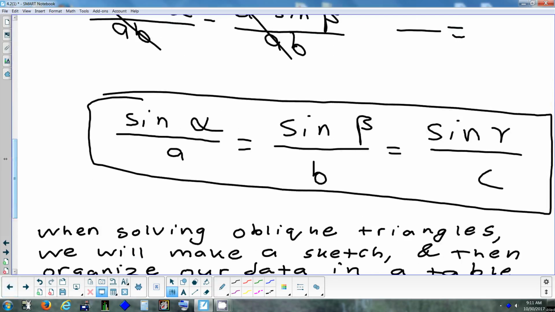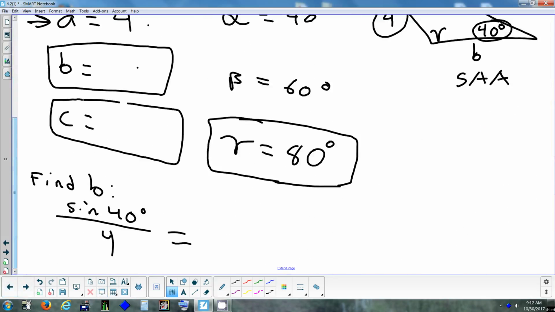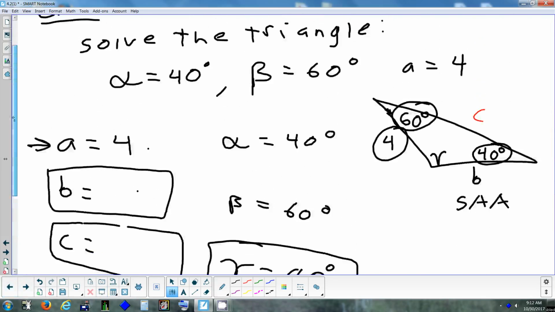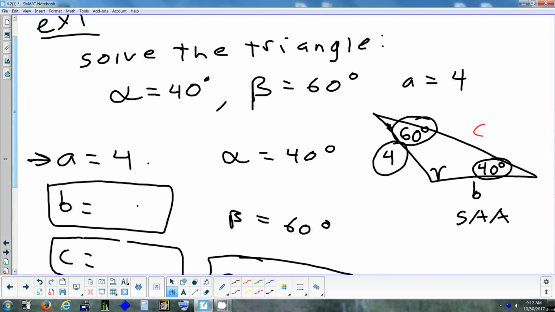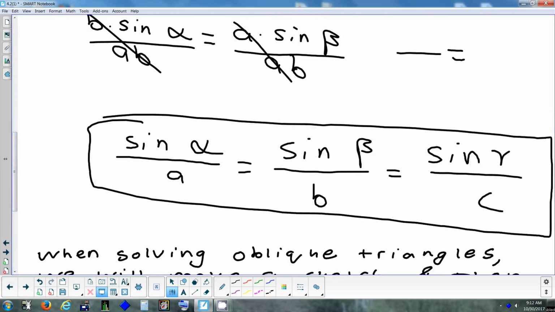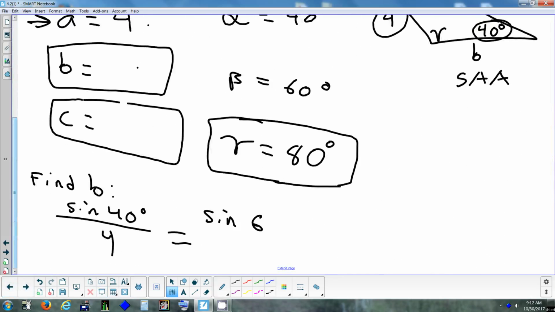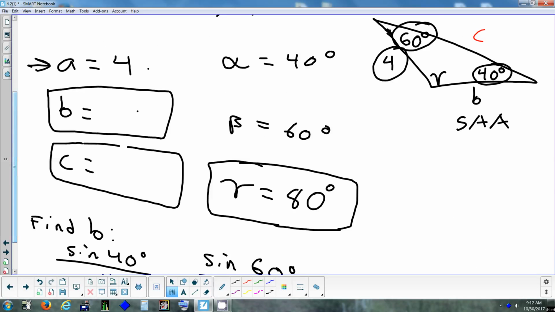Sine of alpha divided by A. So sine of 40 divided by 4 equals. And now if we're finding B, we're going to go back, look at the part of the law of sines that has B. That's the second part, and fill in everything you can. Sine of beta divided by B. Well, I know beta, so sine of 60. And I'm looking at that, and I see a number, number, number. So the last thing has to be my letter, and it is because I don't know B.